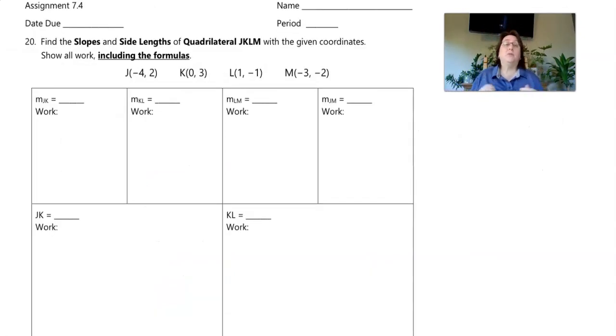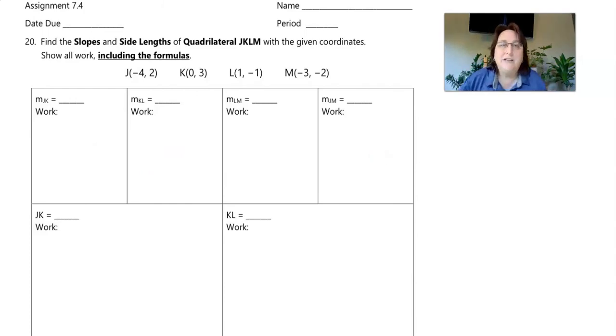Okay, so we're down here at number 20. Now, like I said, I'm not going to work this out with you. You're going to work this out on your own. But I want to talk about what this says. On this part, it says find the slopes and the side lengths of the quadrilateral. So just remember, little m, that says the slope of JK. So you're going to use points J and K. You're going to plug it into the slope formula. Okay, you're going to find the slopes of all 4 sides.